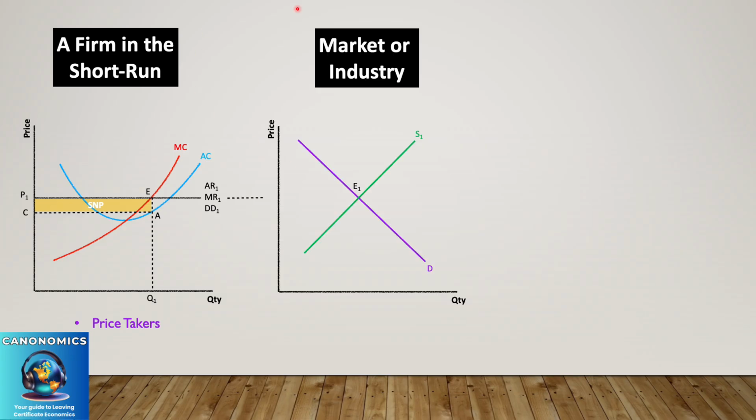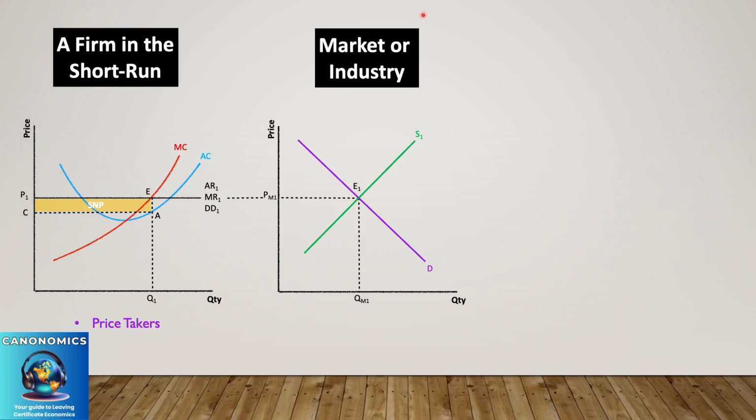So in the industry, all the firms together face a downward sloping demand curve, meaning that if the market price drops, demand will increase and vice versa. At the equilibrium point of E1, the market price is PM1, which is the same as the short-run price for the individual firm, and the market quantity is QM1.